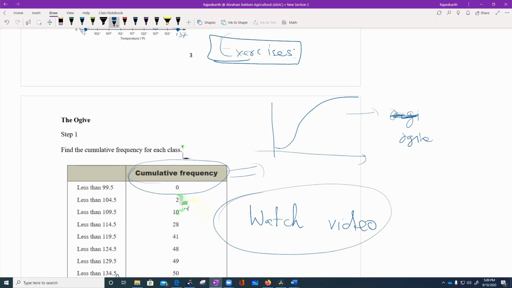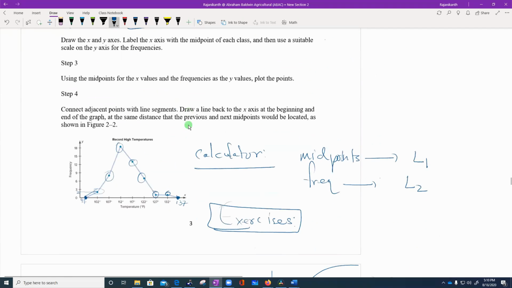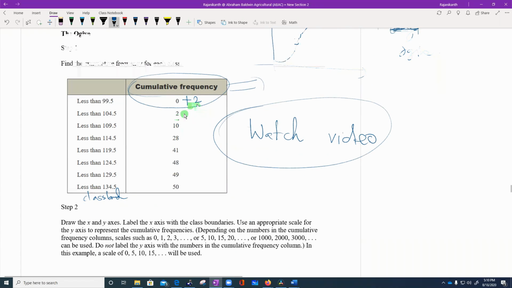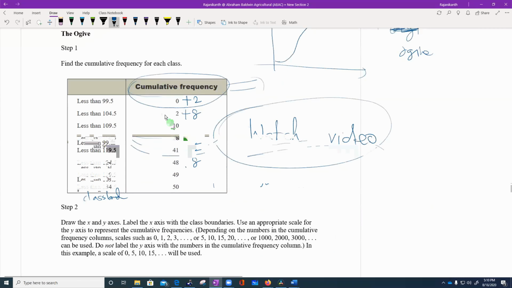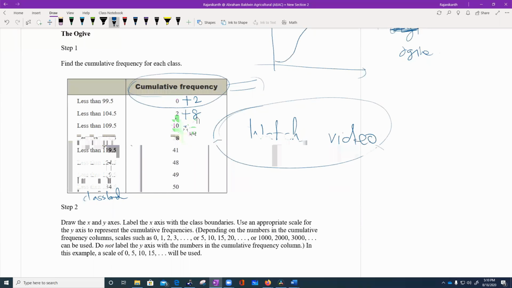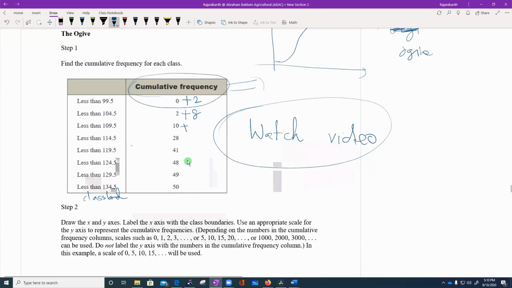What I'm trying to say is, start with 0 and simply add your first frequency 2, and you will get the second one. 0 plus 2 is 2. To get the third cumulative frequency, simply add the second frequency value 8. So 2 plus 8 is 10. To get the next one, keep on adding 18 with 10. So you will get 28.